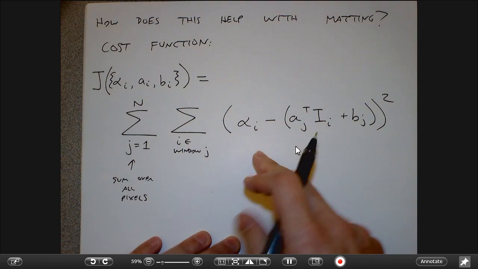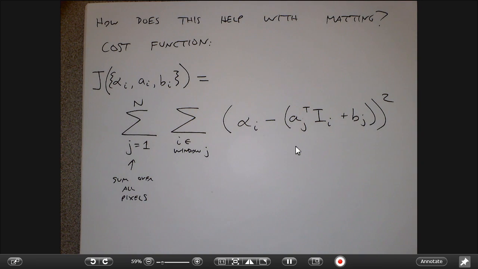So it's basically saying, over all the possible pairs of pixels and windows, I want to figure out how good my assumption is that the alphas match up with this color line assumption. Okay.